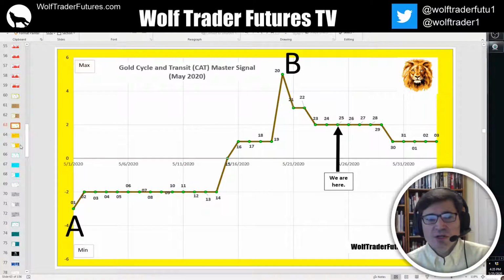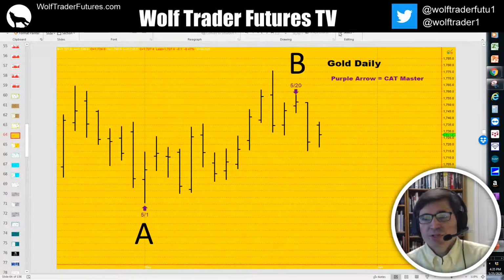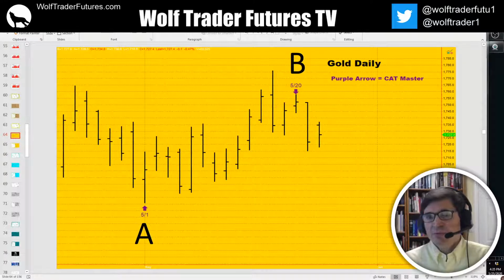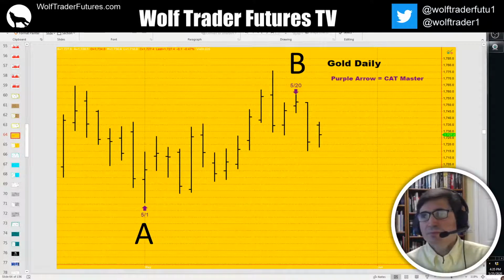And if we look at the chart on gold, you can see there it is right there. So this one was simplistic in terms of the actual run. It just really had that arc right there. But it gave you an idea of what to expect on gold.